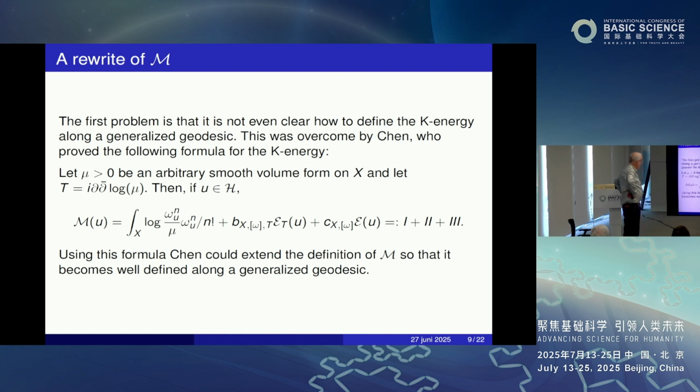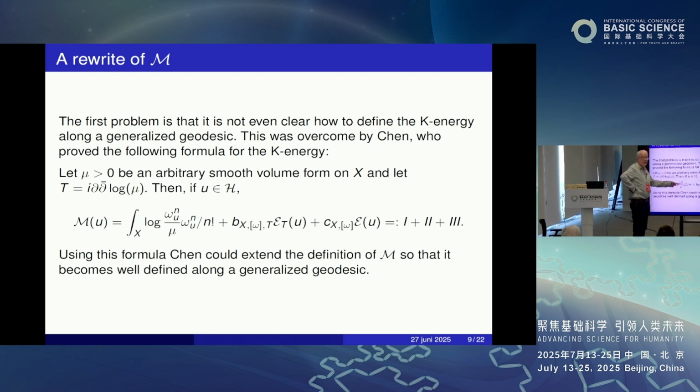and you let T be the current i dd bar of log U. So log U is not really well defined, but i dd bar of log U is well defined because it doesn't depend on the choice of coordinates, as long as they're holomorphic. And then it turns out by computation that M of U you can write like this. It's the logarithm of omega U to the power n divided by mu. So this is the reason why we introduced the mu. We would like to write logarithm of omega U to the power n, but we cannot do it because it's not a well-defined function. But when you divide it by mu, it works.